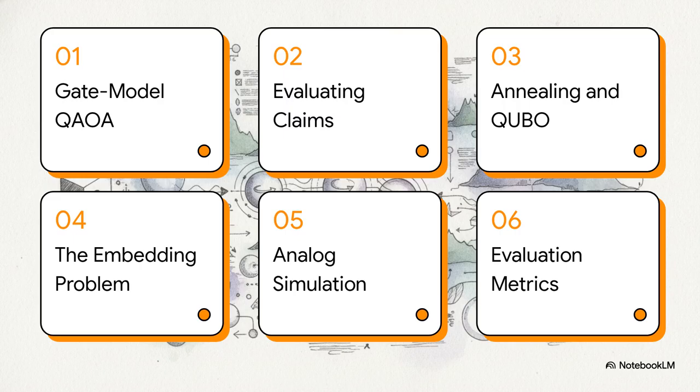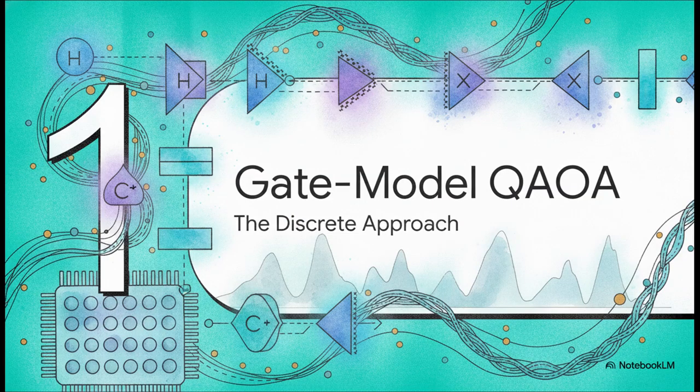First, gate model QAOA workflows. 2. Evaluating optimization claims. 3. Quantum annealing and QUBO. 4. The central embedding problem. 5. Analog Hamiltonian simulation. And finally, number 6, contrasting evaluation metrics. Let's dive in. Starting off with Section 1, Gate Model QAOA Workflows, which is really the discrete approach.